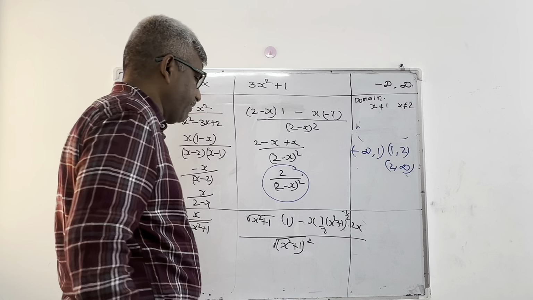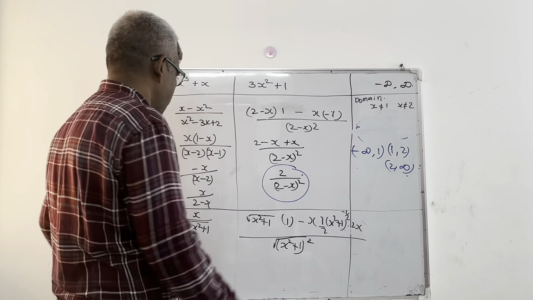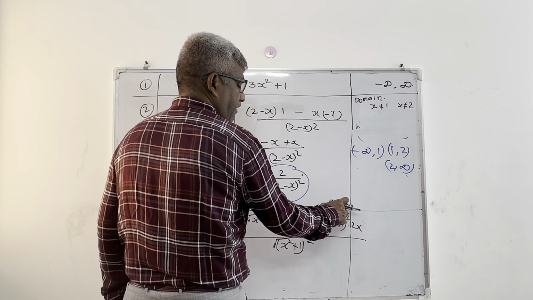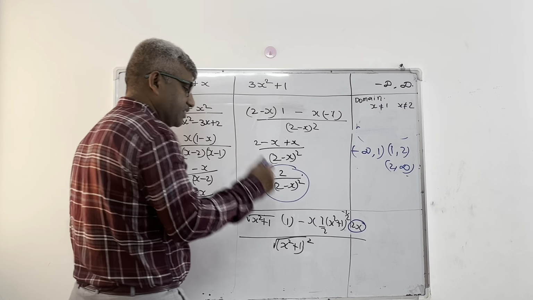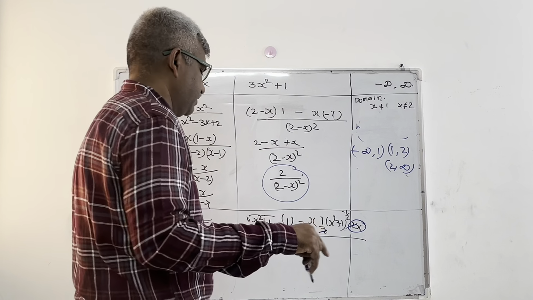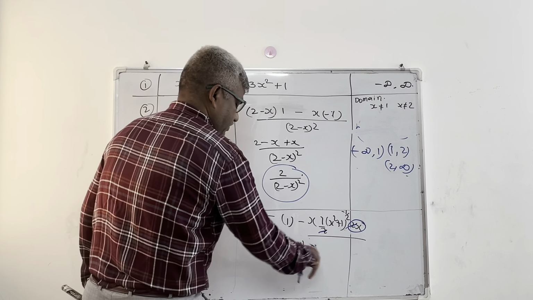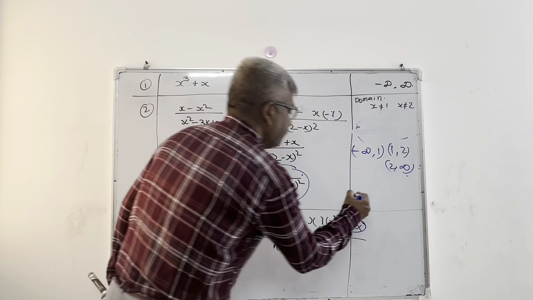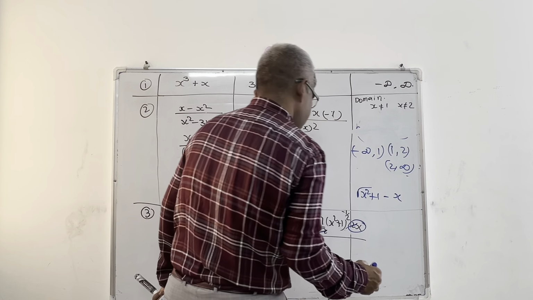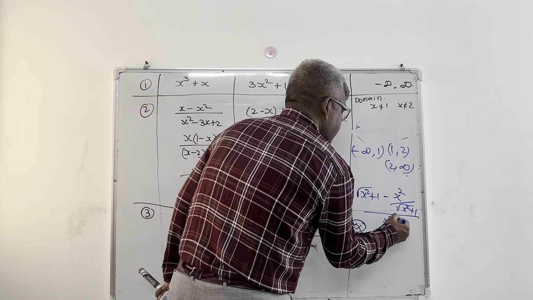Third example, x over square root of x squared plus 1. Use the quotient rule: square root of x squared plus 1 times the derivative of x, which is 1, minus x times the derivative of the square root, which is x squared plus 1 to the power of minus one half, and x squared differentiates to 2x. This 2 will cancel, divided by the denominator v squared, the square of the square root of x squared plus 1. Okay, now do it: square root of x squared plus 1 minus x squared over square root of x squared plus 1, divided by x squared plus 1.